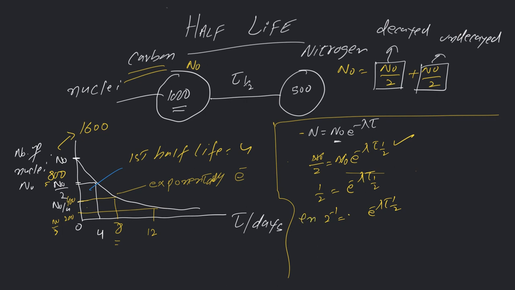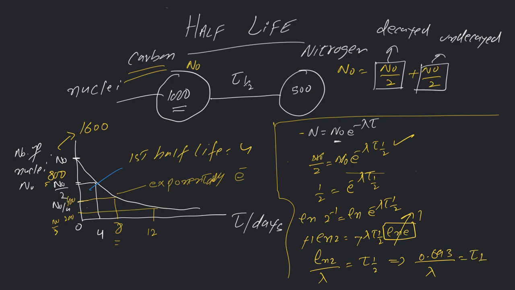Apply log on both sides. So we have minus 1 log of 2 is equal to minus lambda T half times log of e. This log of e will give you 1. Minus cancels minus, so here you have to write T half is equal to log of 2 over lambda, which is equal to 0.693 over lambda. This is the first half-life. So this formula you have to remember in order to calculate the first half-life if the decay constant is given.